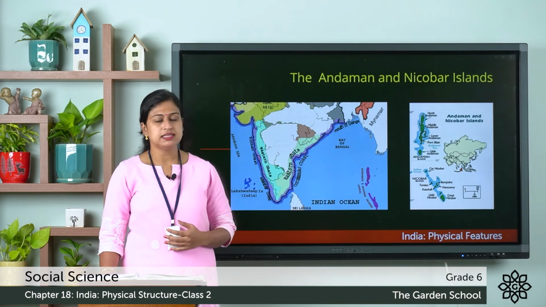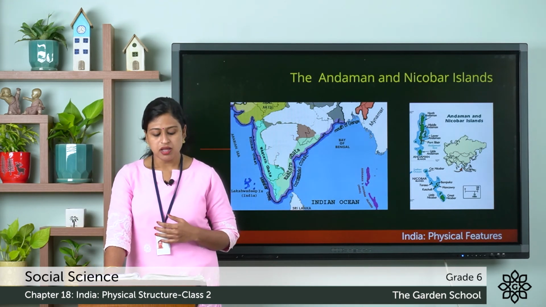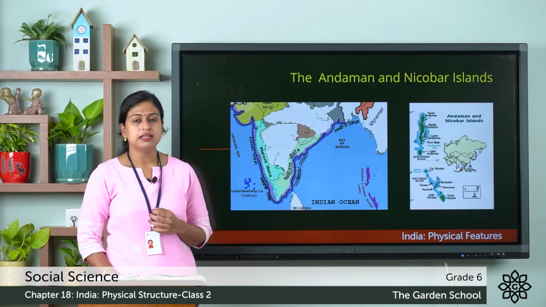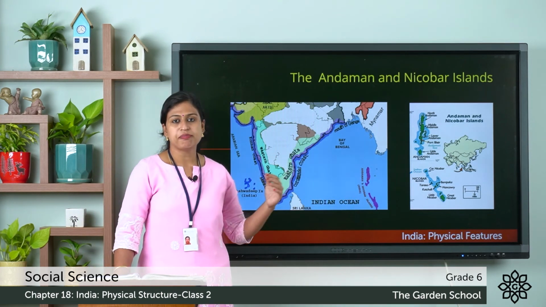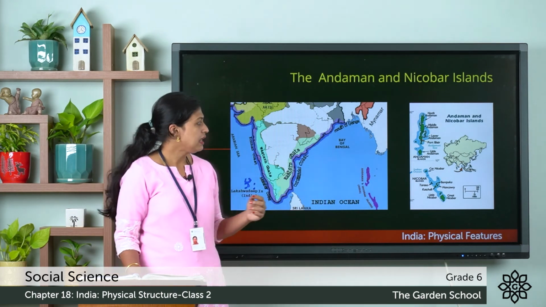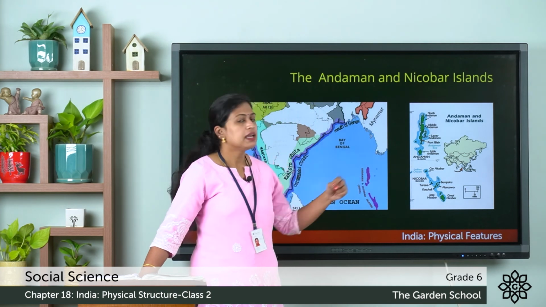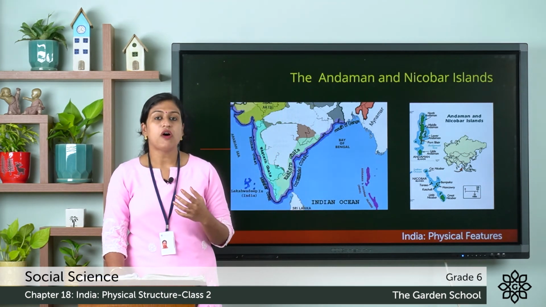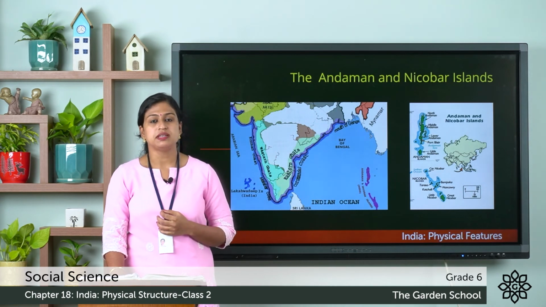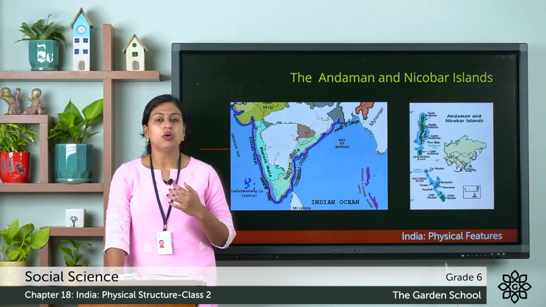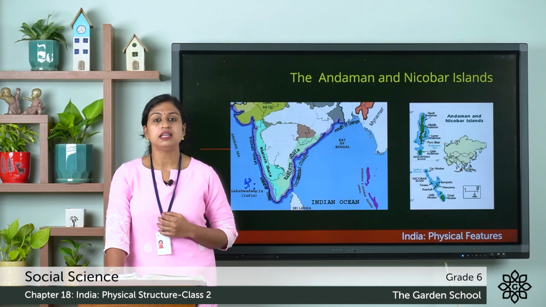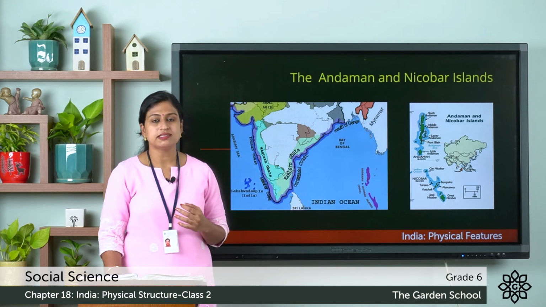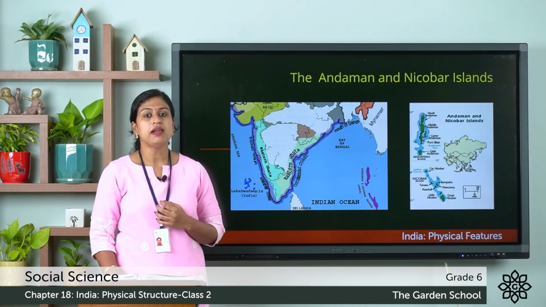The first one is the Andaman and Nicobar Islands. Here the Andaman and Nicobar Islands are located in the Bay of Bengal, and these islands are separated by the Ten Degree Channel, and these islands are formed by volcanic activities, and Barren Island has the only active volcano in the Indian subcontinent. So, this was about the Andaman and Nicobar Islands.